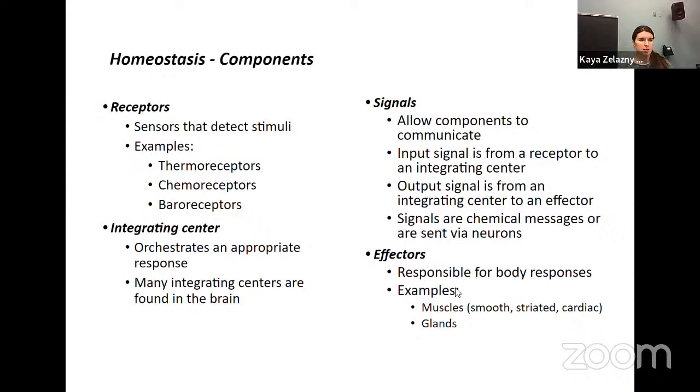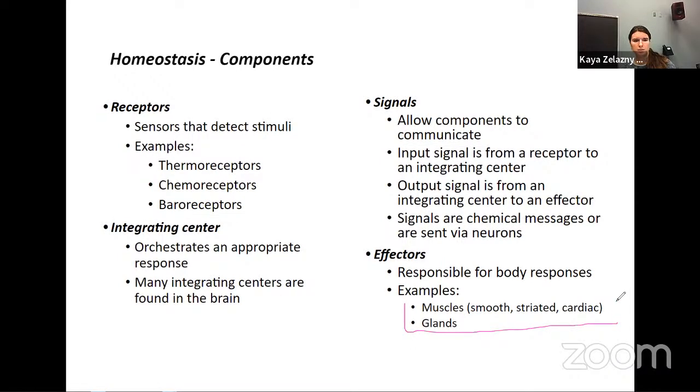And this is a pretty consistent list of effector organs. When we think effector organs, they are going to be muscles and glands. I can't think of any counterexamples right now. So muscles and glands are effector organs.